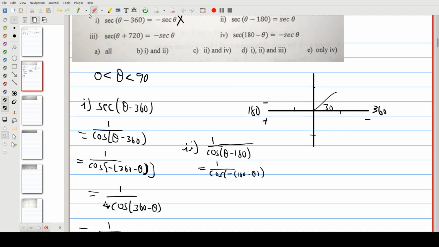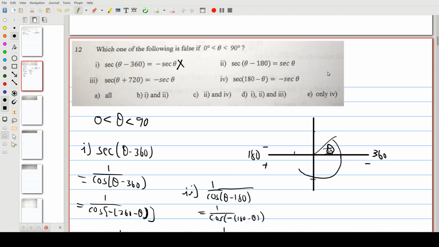So visually, if this was our theta, let's just call it theta instead of 30. If we take this minus 180, that'll be over here, and cos is negative here. Okay, so that would be fine. So we will have 1 over cos theta again, which is the same as sec theta. And is that the same as sec theta? Yes.